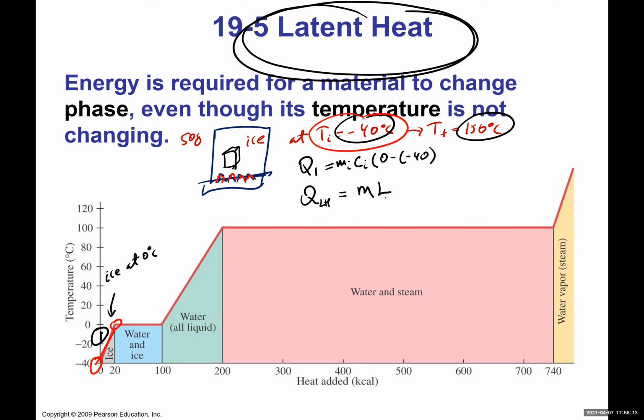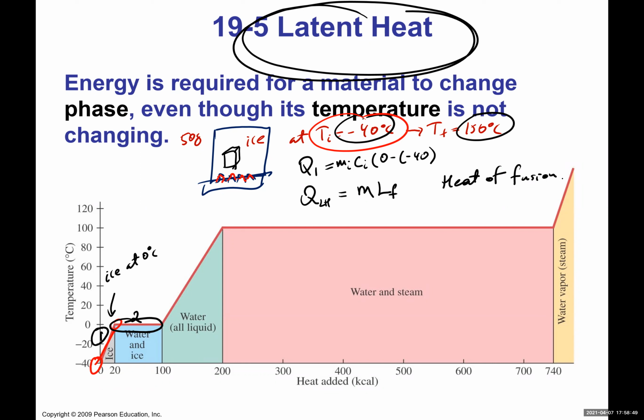The L comes in two types: there's a heat of fusion and heat of vaporization. We're going to talk about that, but in this case, for stage 2, I need what we call heat of fusion. Heat of fusion represents the amount of energy that goes into melting or freezing a substance.